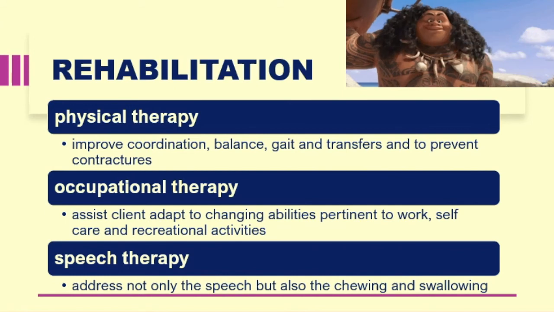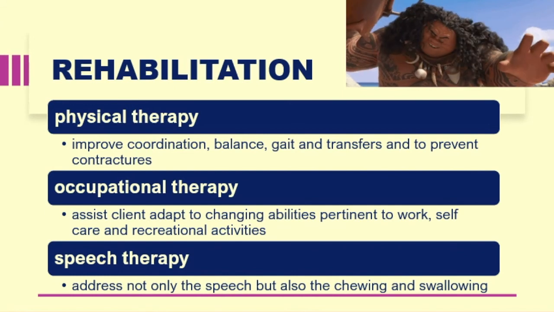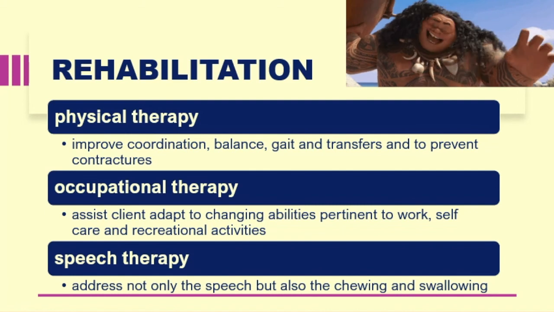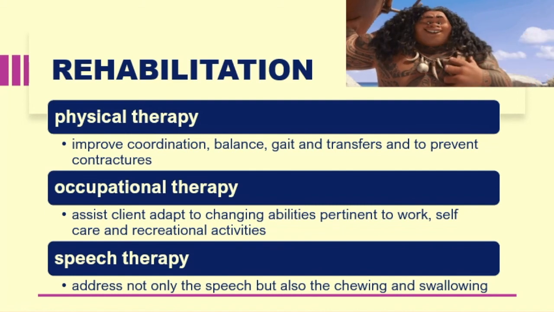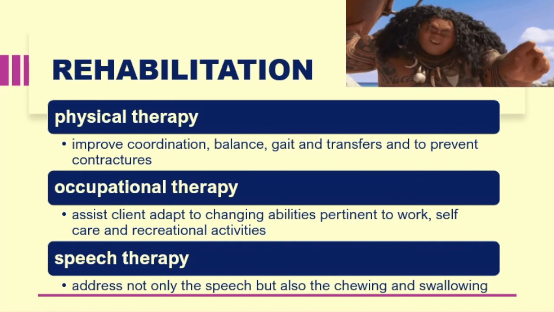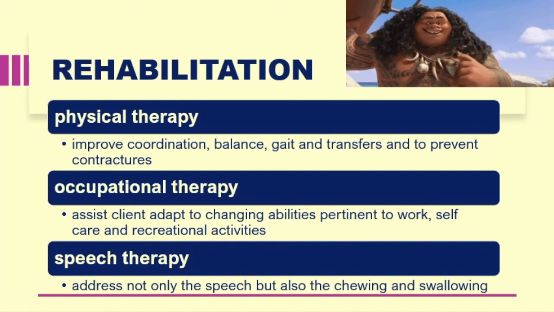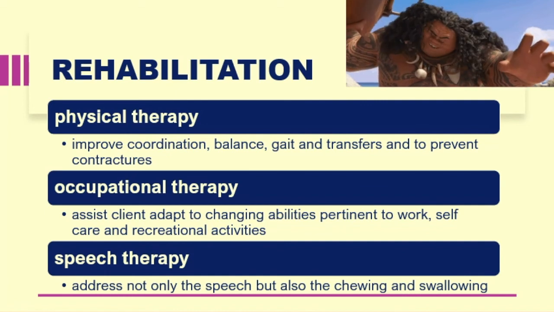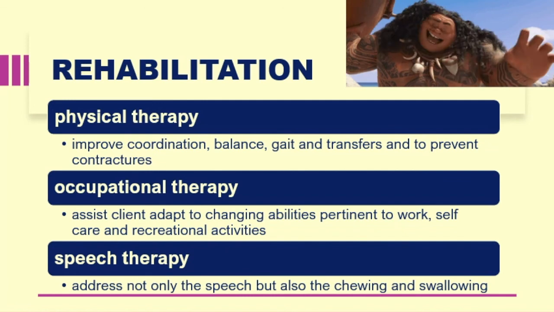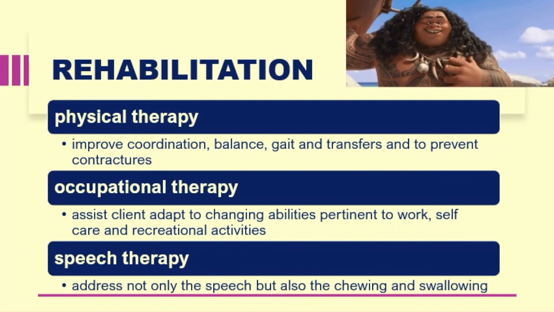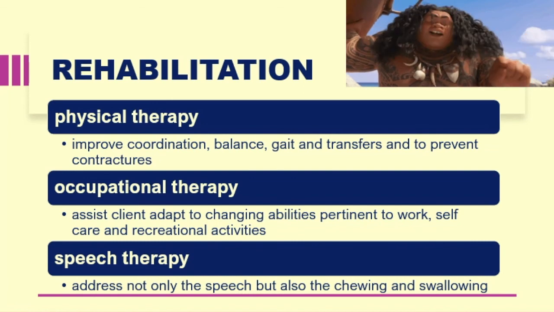For the rehabilitation, your patient would need to undergo physical therapy, occupational therapy, and even speech therapy. So class, physical therapy is intended to improve coordination, balance, gait, transfer, and to prevent contractures. Remember, your patient is having tremors and also postural instability. In occupational therapy, we are trying to assist the client to adapt to the changing abilities pertinent to work, self-care, and recreational activities. And then your speech therapy is not only intended for speech, but also for chewing and swallowing.